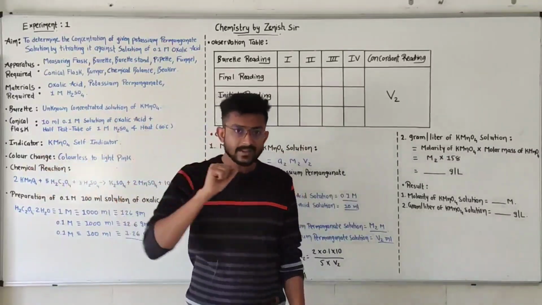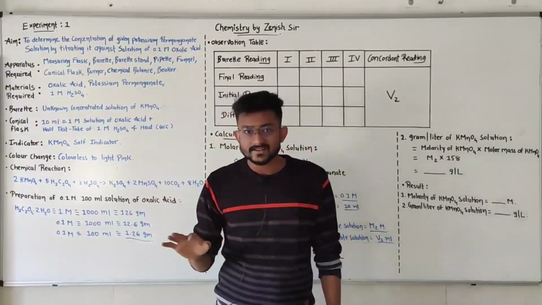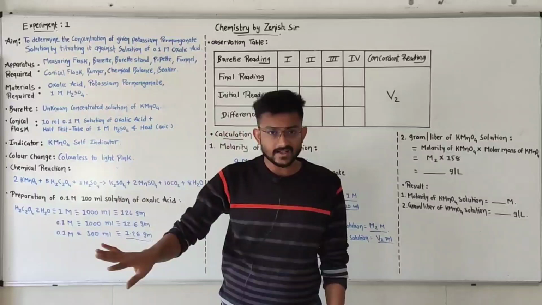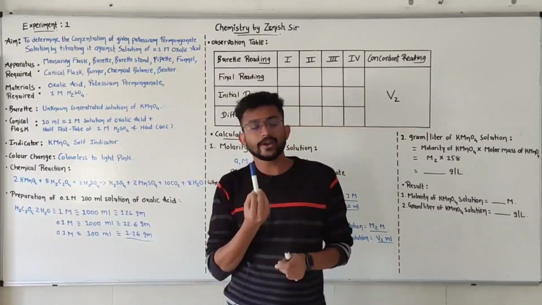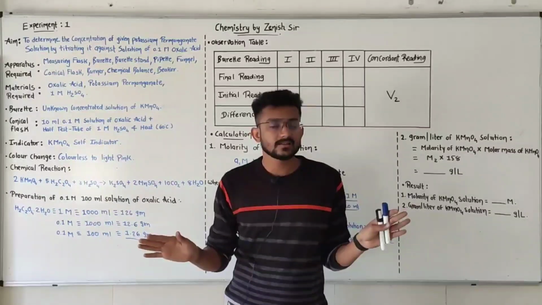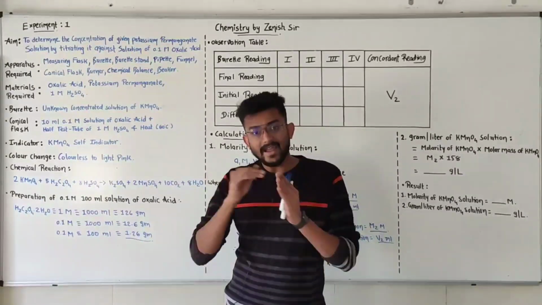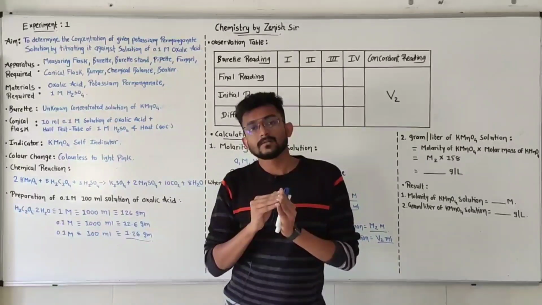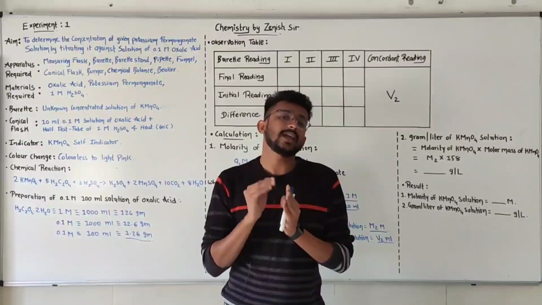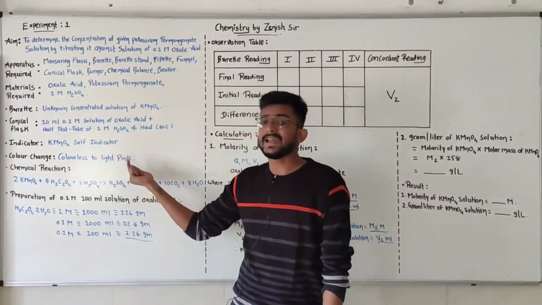Color change. What will be the color change? Okay, oxalic acid is colorless, H2SO4 is colorless. So when both of them are in the conical flask, your initial color will be colorless. It is transparent like water. But at the end point, it becomes light pink because of the KMnO4. That's why your color change will be colorless to light pink.